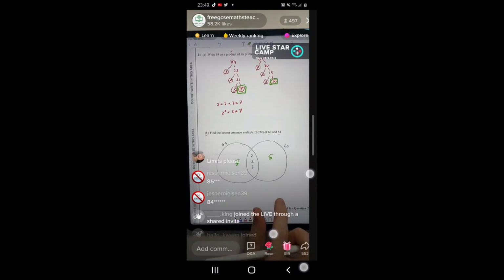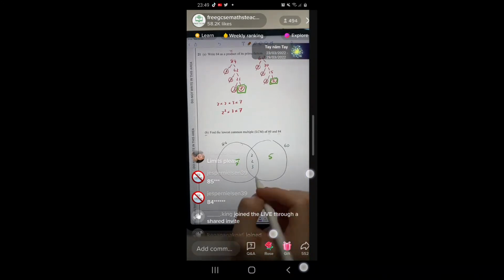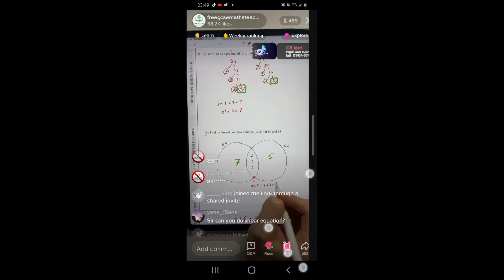How do I use a Venn diagram? If I want to find the highest common factor, you times the numbers in the middle, because highest common factor, think C is common. So 2 times 2 times 3. It didn't ask you in this case, but it could in your exam. 2 times 2 is 4. 4 times 3 is 12. So 12 is the largest number that divides into 60 and 84 without leaving a remainder.